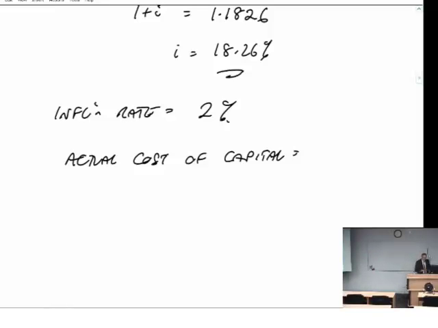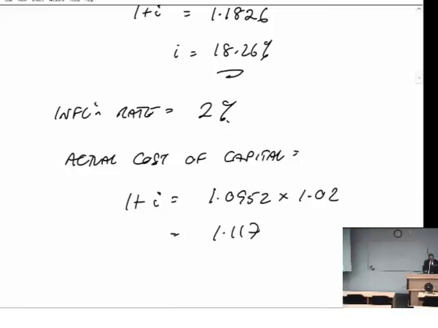1 plus the actual rate is 1 plus the real rate times 1 plus the inflation rate, which I think I did do right, 1.1171. It would be 11.71%. There would be the actual cost of capital. All right? Now that formula is given in the formula sheet and it's given that way round.